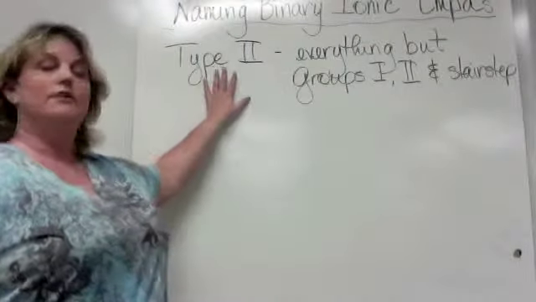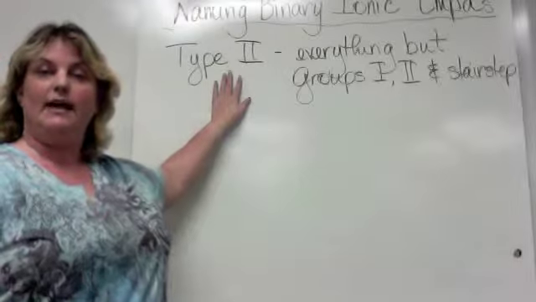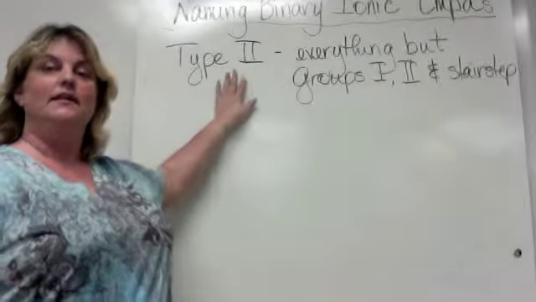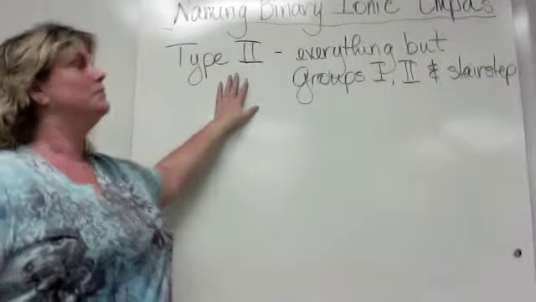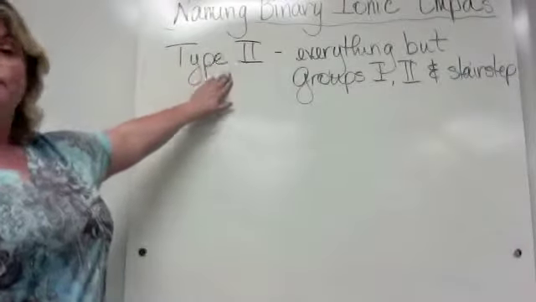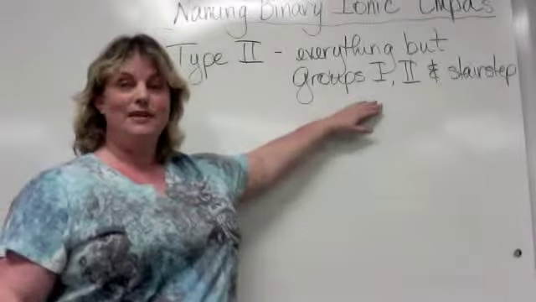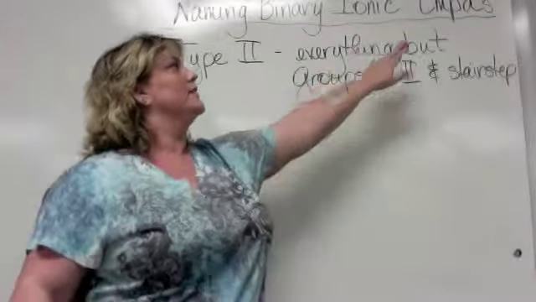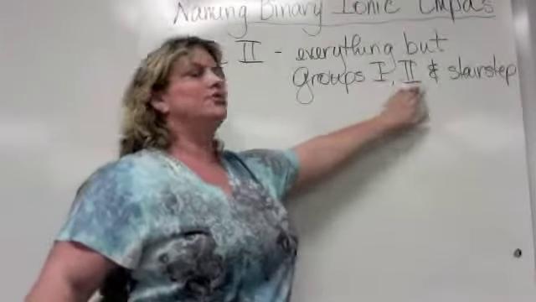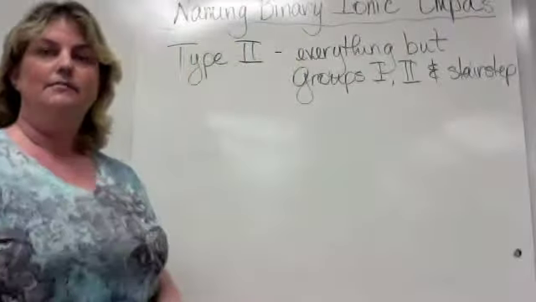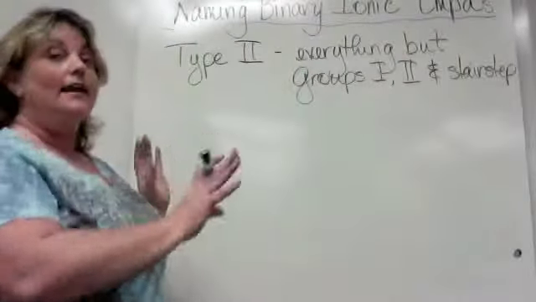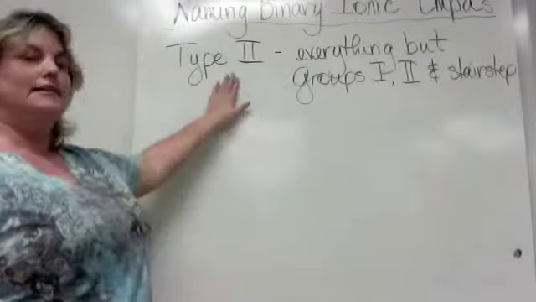This video is going to deal with naming only the binary ionic compounds that contain Type 2 metals. Remember, Type 2 metals are everywhere on the periodic table except where the Type 1 metals are. So everything but groups 1, 2, and the stair step. Any other metal on the periodic table is a type 2 metal.